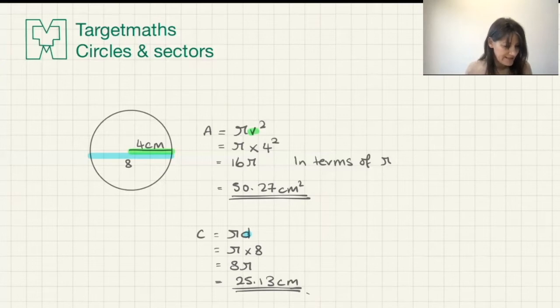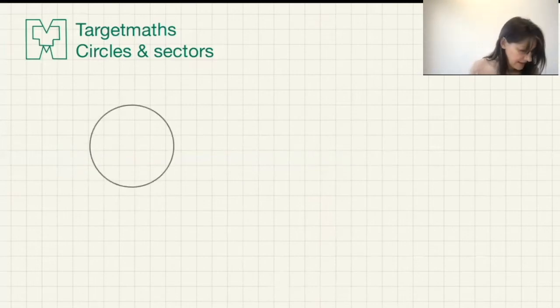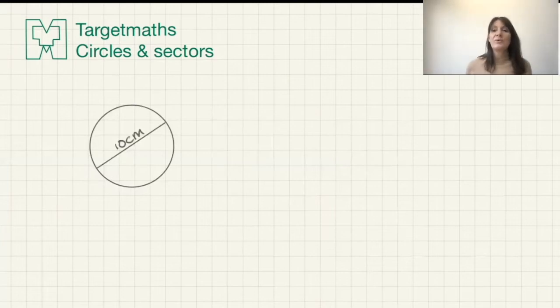All right, let's do another one now for you to have a go at. So let's try this one next. So we've got the circle. We've got that given to us with 10 centimeters. So I want you to hit pause and just have a go at doing the area. Come back and hit play when you're ready.